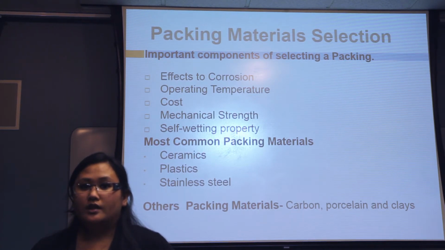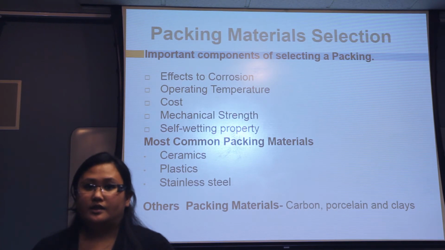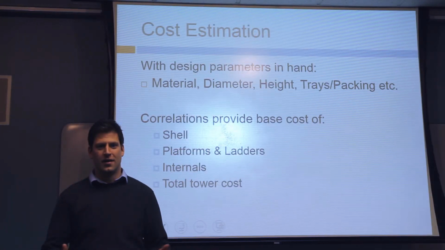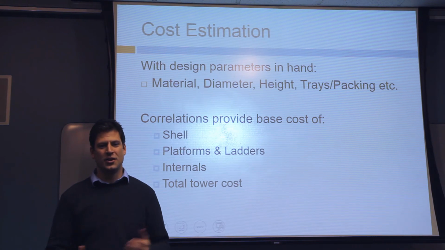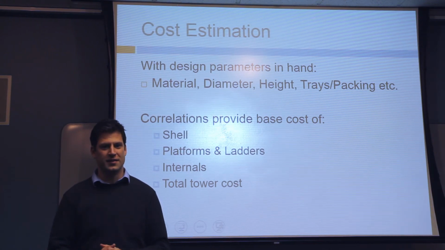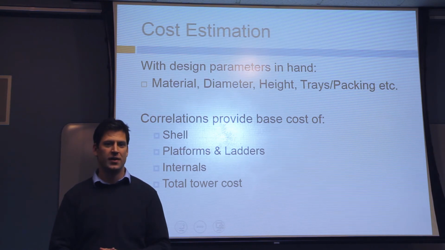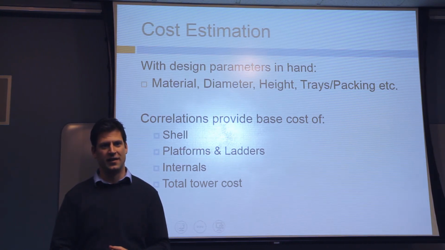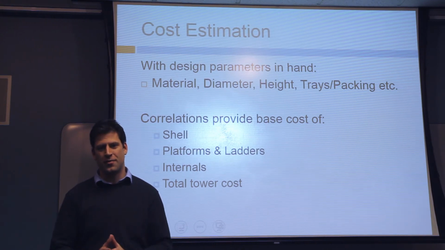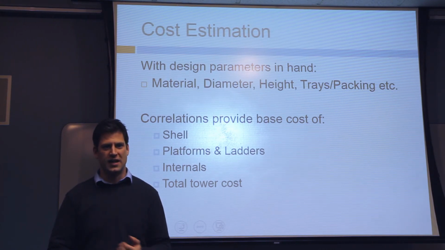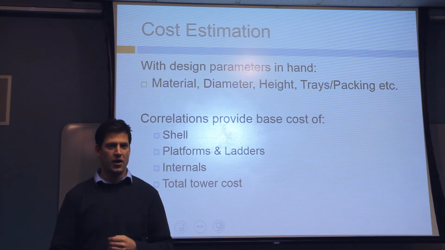So the next one, Adam will be talking about the cost. All right, I'm going to talk to you about how you can go about pricing, making a study guide estimate of how much it's going to cost you to build the absorption tower or distillation tower that you've designed. You're going to take some of the design parameters that Jesse talked about earlier, such as diameter, height, number and types of trays and packing, etc.